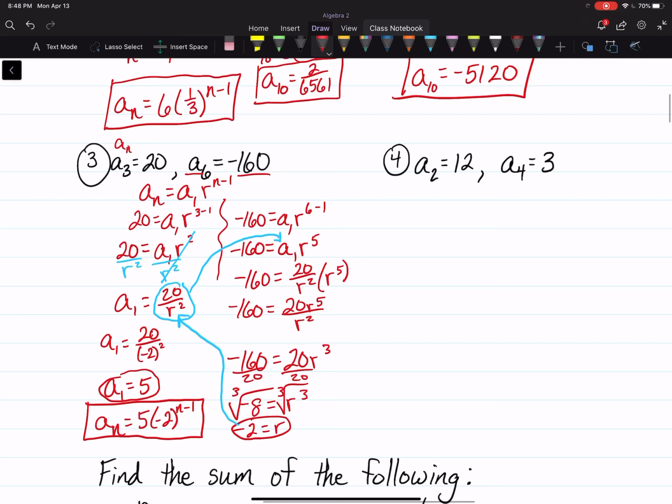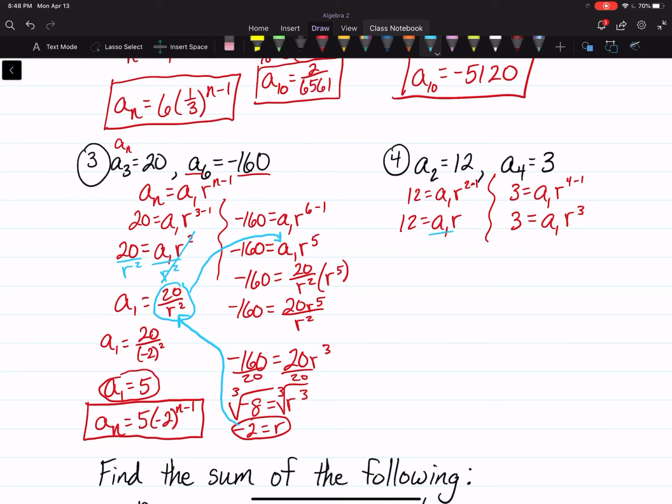Number 4 here, if you want to try it, I will write the answer down for you. I have to find the answer first. So I guess we'll work this one out. That would be 12 equals a sub 1 times r to the 2 minus 1 power. And then this one will be 3 equals a sub 1 times r to the 4 minus 1 power. Simplify those. 12 equals a1 times r. 3 equals a1 times r to the third.